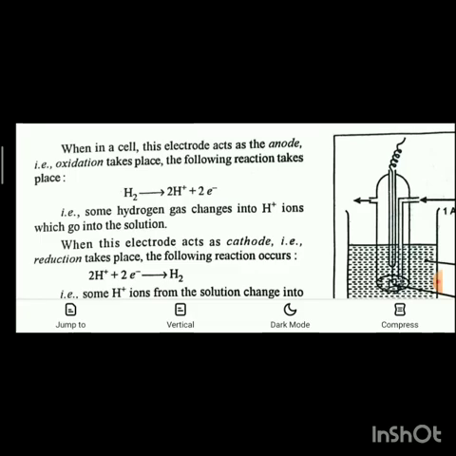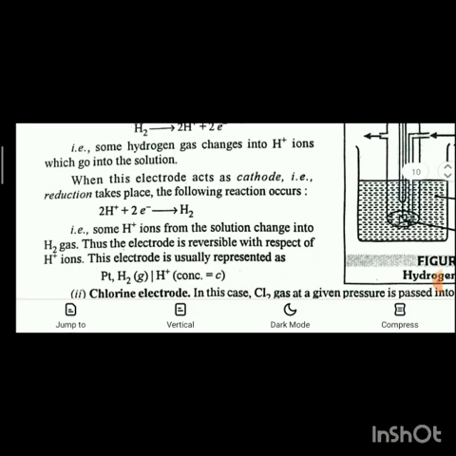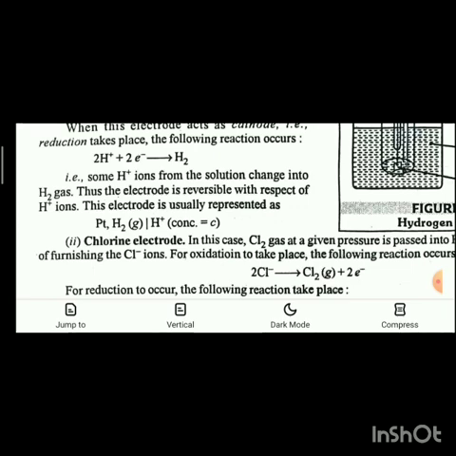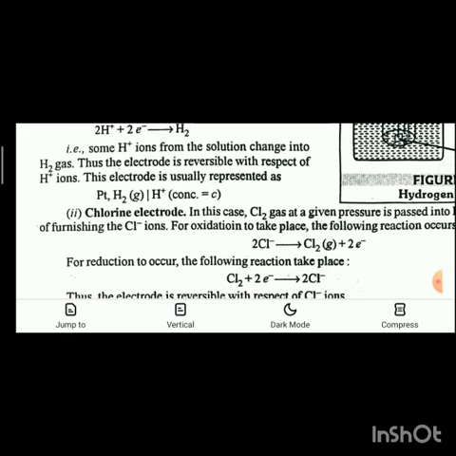Some hydrogen gas changes into H+ ions which go into the solution. When this electrode acts as cathode, reduction takes place. The following reaction occurs: 2H+ plus 2 electrons to form H2. Some H+ ions from the solution change into H2 gas. Thus, the electrode is reversible with respect to the H+ ion. This electrode is usually represented as Pt, H2(g) | H+ (concentration = C).